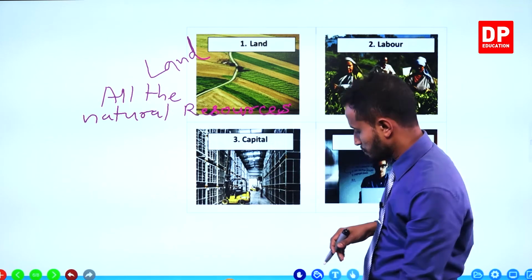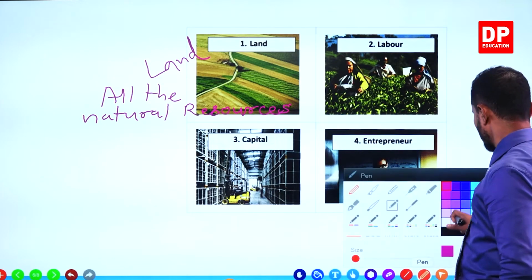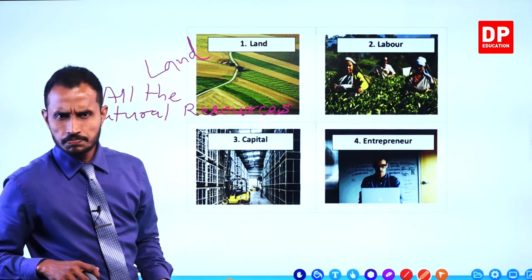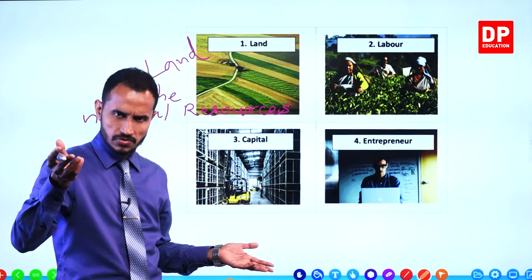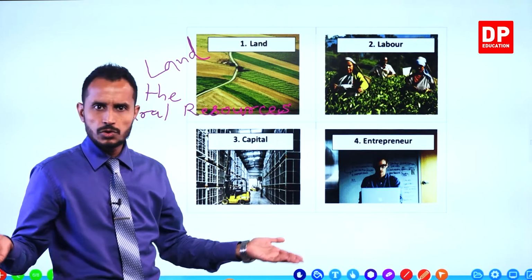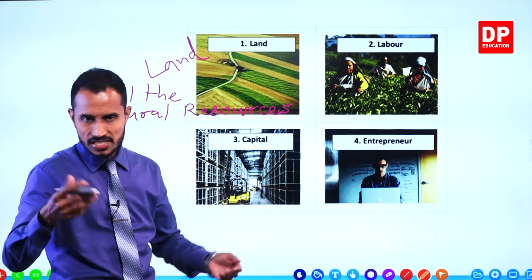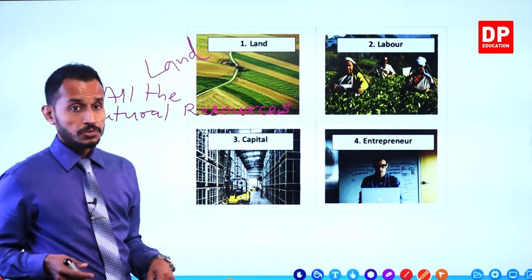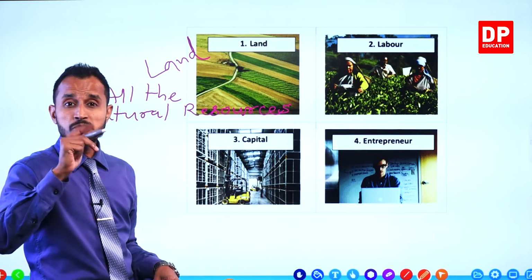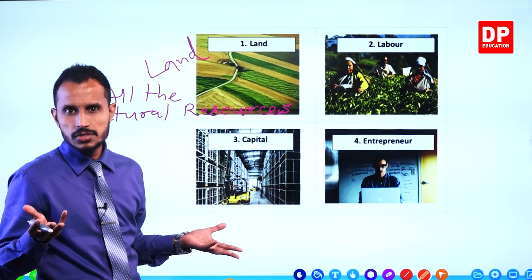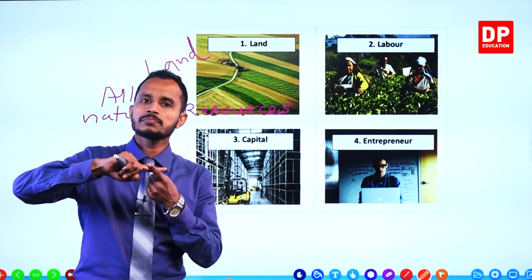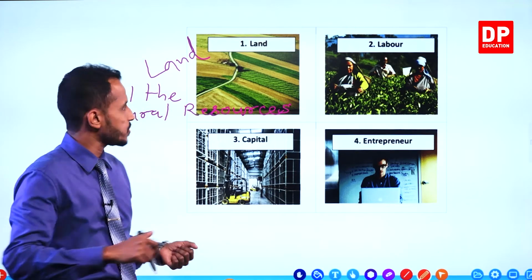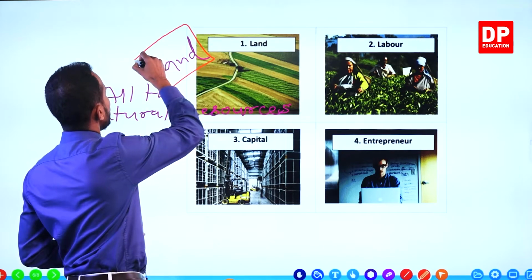Let's take an example. The production of furniture. Don't you have furniture at your homes? Wherever you look, you have furniture at home, right? Chairs, tables, sofas, almirahs, cupboards, wardrobes, whatever those are furniture. What natural resources are used in the production of furniture? Wood, of course. So wood goes under land.